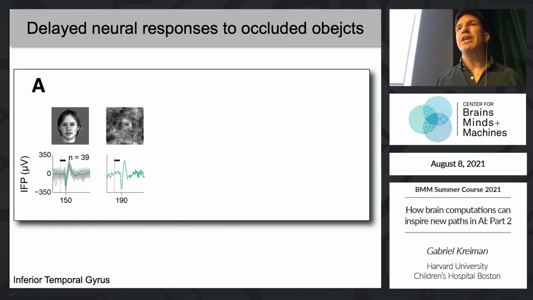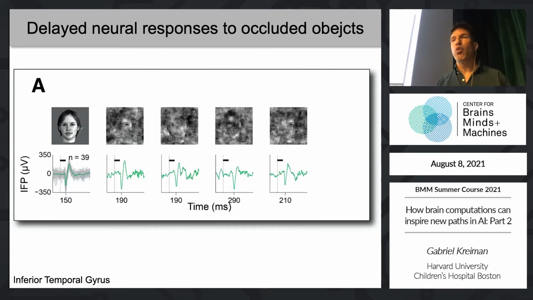Now I'm going to show you individual trials of these heavily occluded images. Here are 4 individual trials, and we can see that there is a lot of heterogeneity, a lot of variability from one trial to another, but in every single one of those cases, we can still see that there's a very vigorous and very clear response to the image, despite the fact that in this case there's about 85% occlusion.